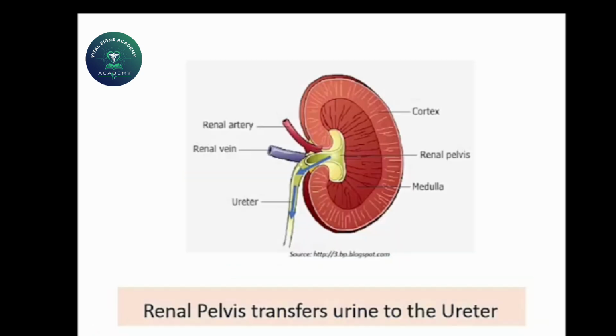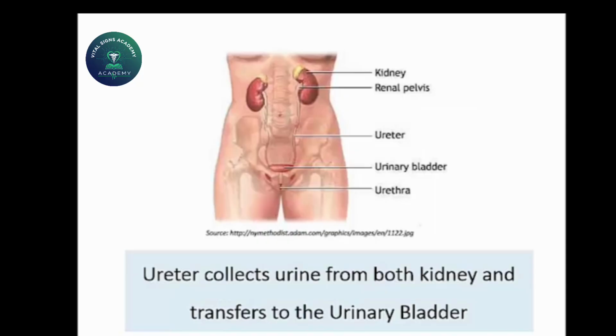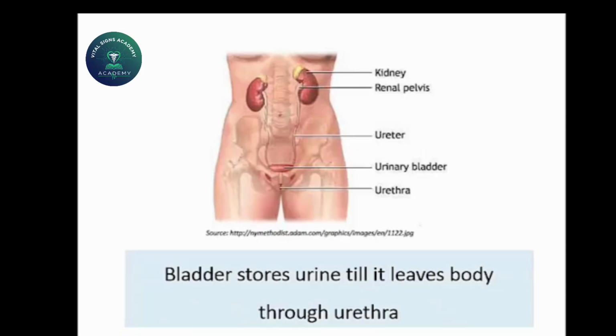Renal pelvis transfers the urine to the ureters. Ureters collect urine from both the kidneys and transfer it to the urinary bladder. Bladder then stores urine till it leaves the body through the urethra.